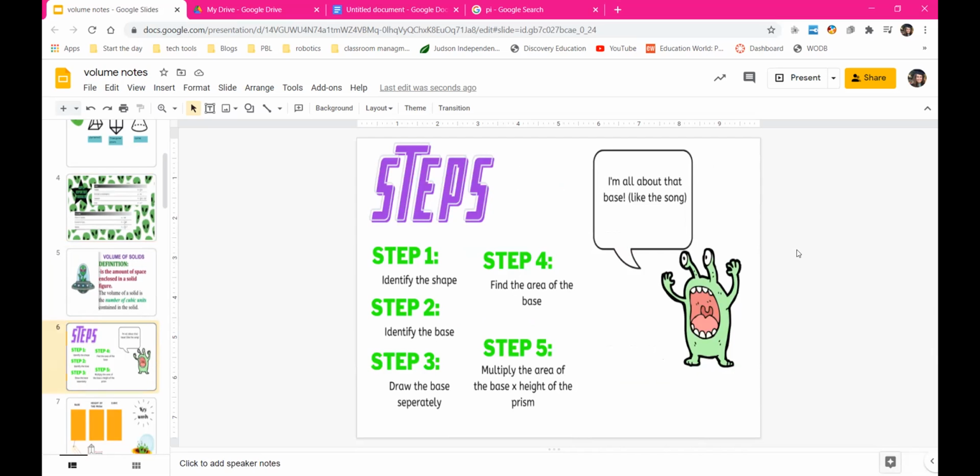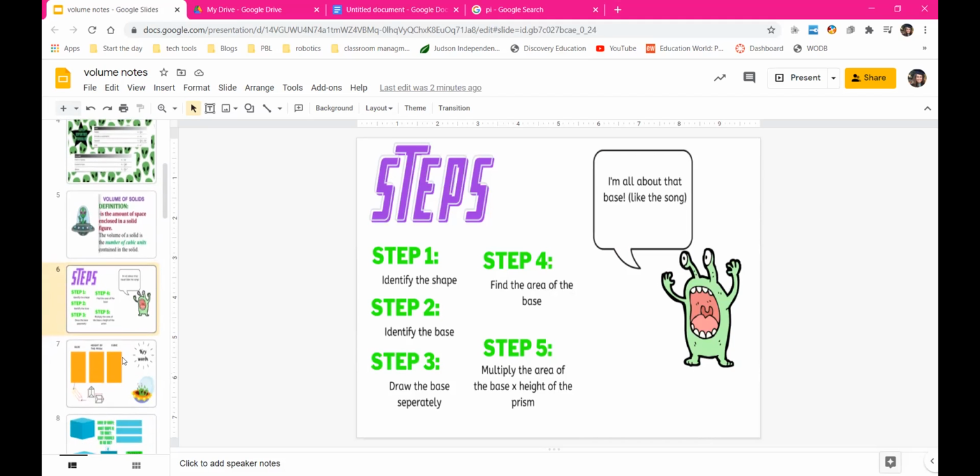Okay, so we have 5 steps here. Step 1, identify the shape. Is that a sphere? Is it a cone? Is it a rectangular prism? Figure out what it is. Step 2, identifying the base. So like the base of a triangular prism would be a triangle. The base of a cylinder would be a circle. Step 3, draw the base separately. Step 4, find the area of the base. And step 5, multiply the area of the base times the height of the prism.